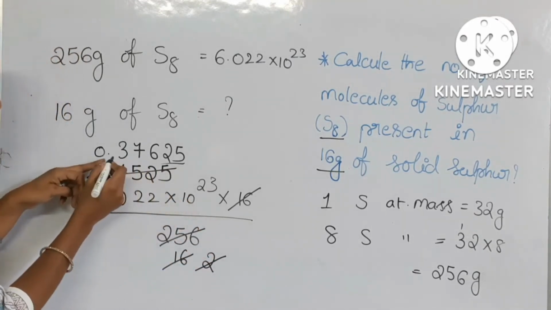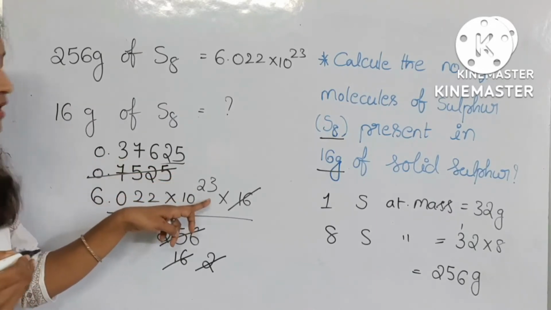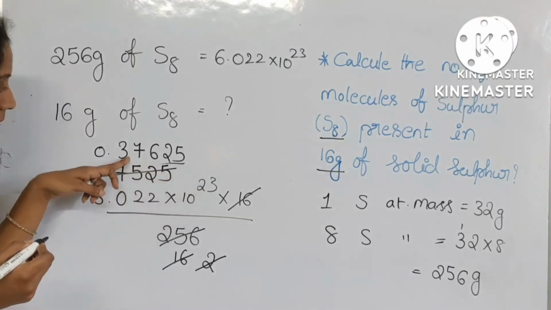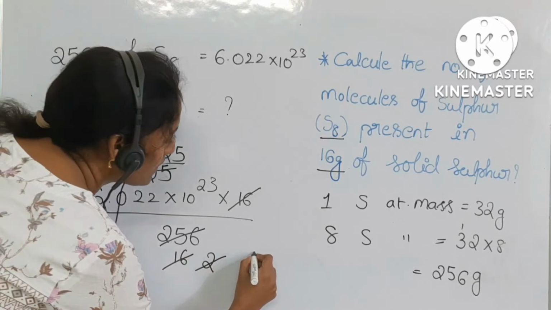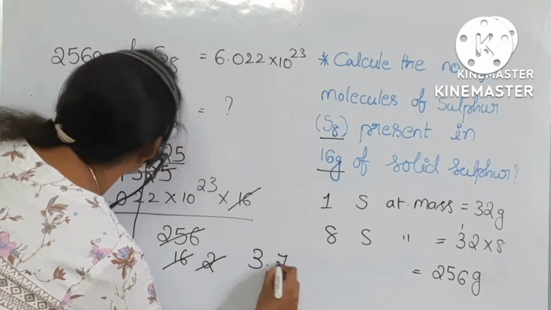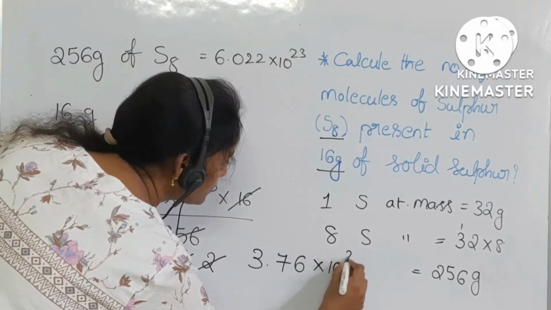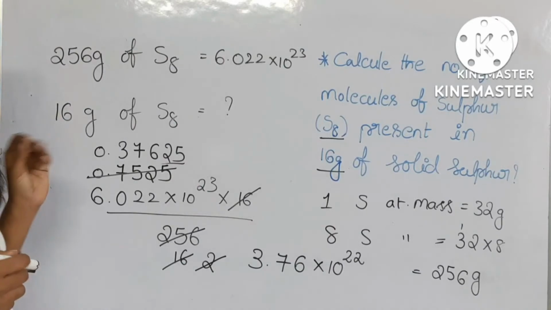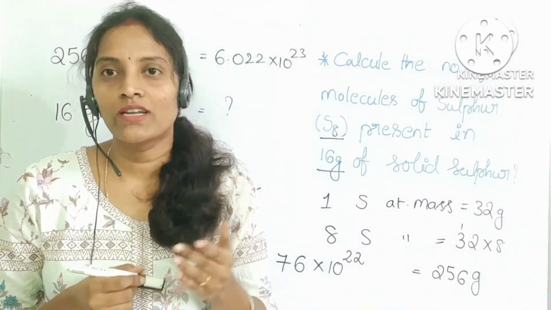So for 0.376 into 10 power 23, from this 23, multiply with 10 to the power of 1, so you will get the answer 3.76 into 10 power 22 molecules are present in 16 grams of sulfur molecules or solid sulfur.